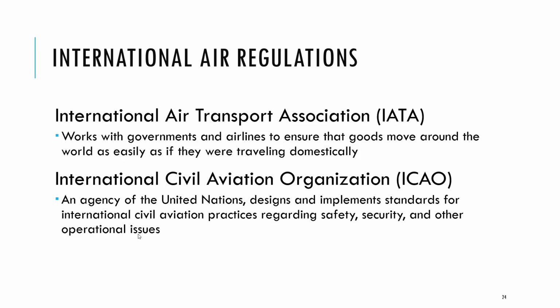International air regulations. So there's the International Air Transport Association. It works with governments and airlines to ensure that goods move around the world as easily as if they were traveling domestically. Doesn't always happen, but that's their goal. And then the International Civil Aviation Organization, agency of the United Nations. It designs, implements standards for international civil aviation practices regarding safety, security, and other operational issues.